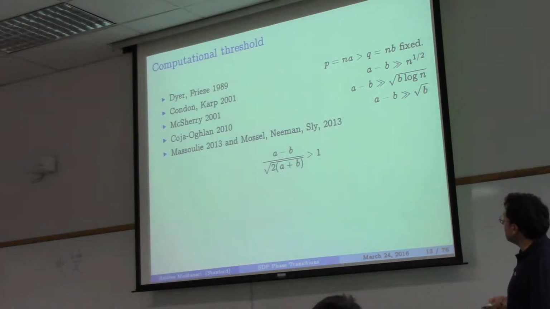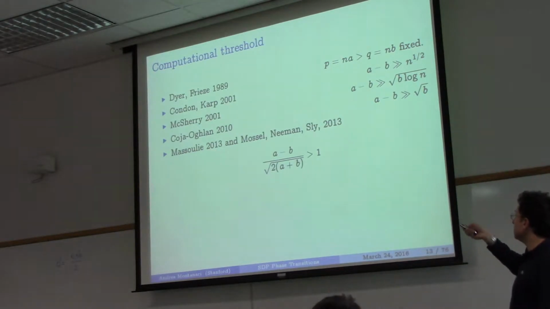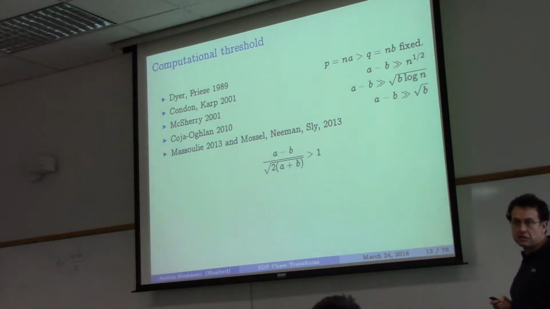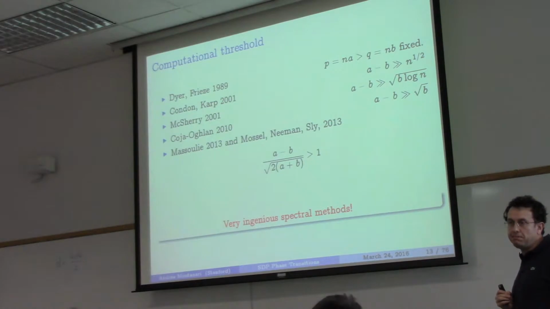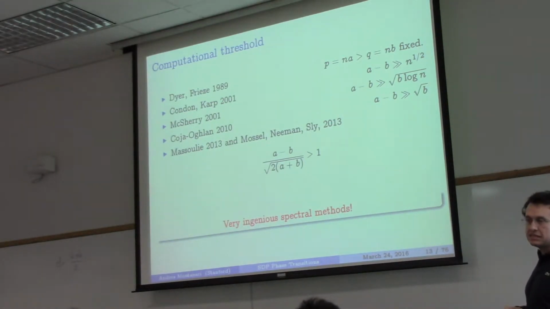And the question was settled again independently by Laurent Massoulié and Mossel, Neeman, and Sly, and they proved that the same condition is sufficient for a polynomial time algorithm. So if you look at this paper, I will not go into details of what these people do, but they basically realize that basic spectral methods, basic spectral clustering, do not work in this regime, and this is something that I'll come back to in a few minutes.